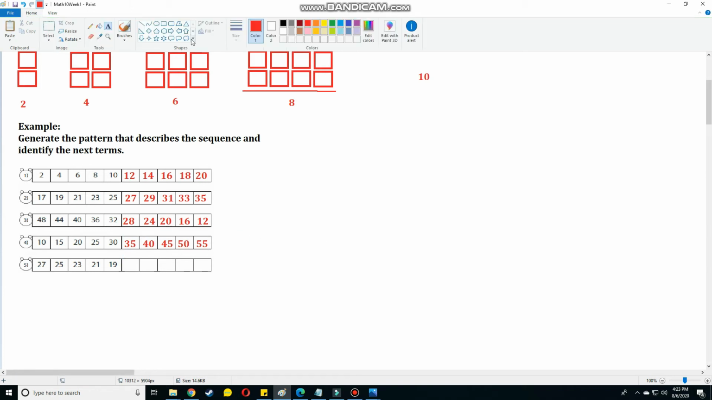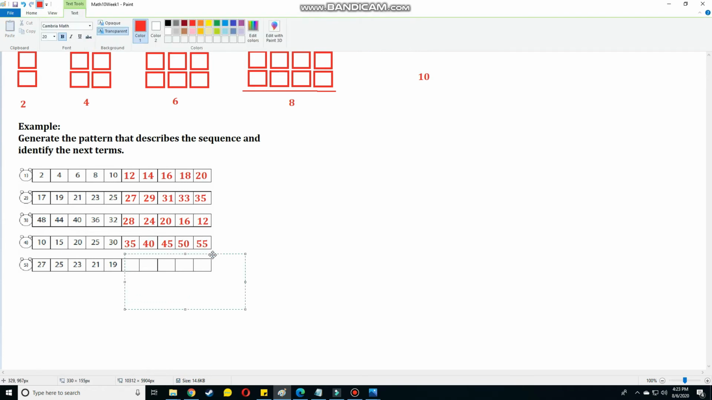Okay, and how about for the last, number 5, last sequence? We have 27, 25, 23, 21, 19. The first term is 27, followed by 25. So we could say, based on our observation, we simply added negative 2, right? We added negative 2, or we subtracted 2.